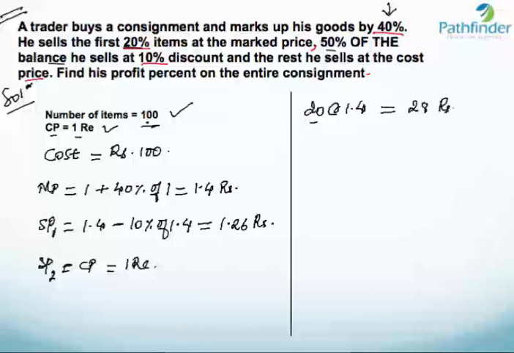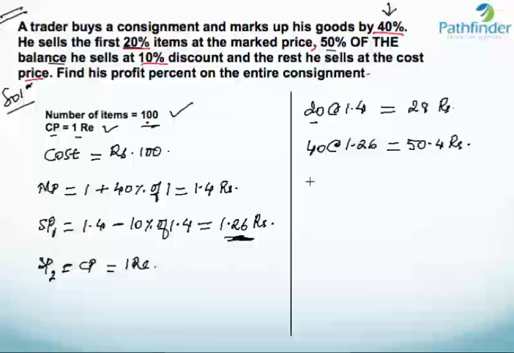So what is the balance number of items? 100 minus 20 will give you 80, and 50% of the balance he sells at 10% discount. So out of this 80, 50%, that is 40 items, he sells at the 10% discounted price. So he must have sold that at 1.26 rupees, which should give you 50.4 rupees.